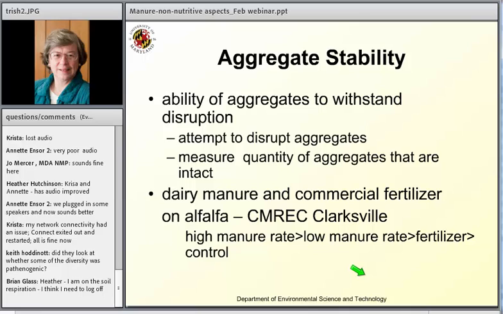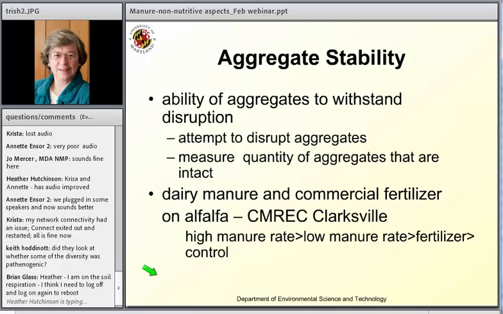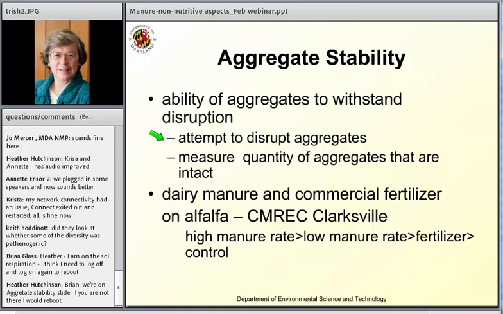Okay, so one way people look at soil structure is to look at something called aggregate stability. There's a variety of methods out there, but essentially you try to disrupt your aggregates and measure how many of them are still intact after you make some attempt at disrupting them. In some cases this is done by putting a soil sample on top of a sieve or a set of sieves and running some water gently but firmly through that soil to see what sieves catch the aggregates.